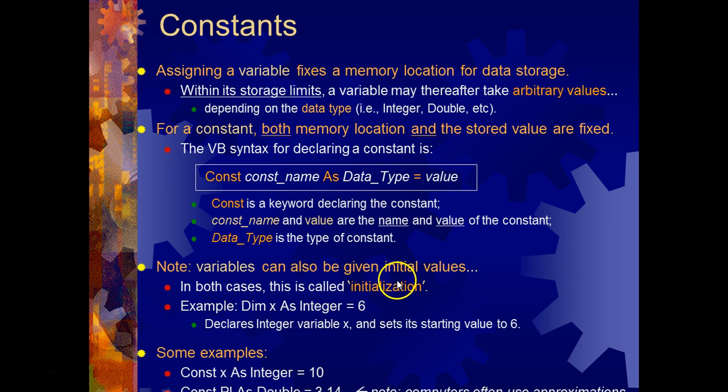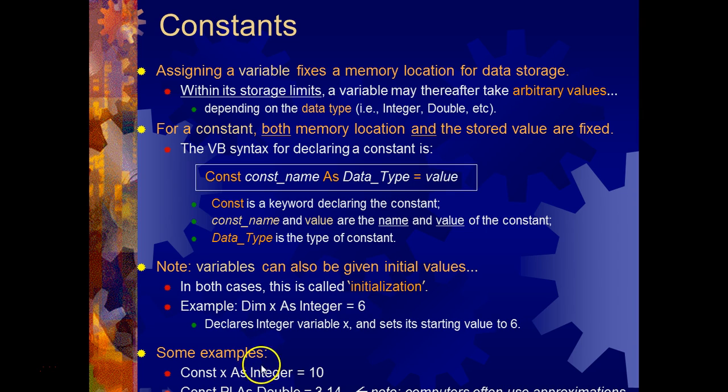Note, variables can also be given initial values. That's different. Even though it's a variable, remember, dim is used for variable. As dim x, so the name of the variable is x, it's going to be an integer, and we give it the initial value 6, but that doesn't mean it can't change to something else. If we did this and used const and gave it an initial value, that wouldn't just be an initial value, that would be the value, it couldn't change. But if you're talking about a dim, in other words, if you're talking about declaring a variable, you can give it an initial value, but it can change. You can change it later to any other value, basically. Declares an integer variable x and sets its starting value to 6.